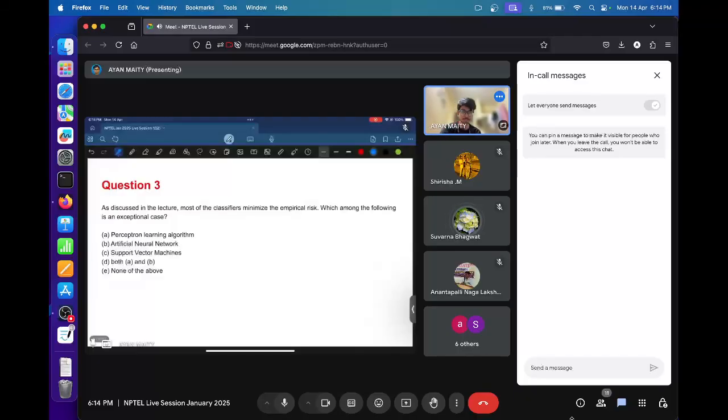Now question 3. As discussed in the lecture, most of the classifiers minimize the empirical risk, basically the empirical error. Which of the following is an exceptional case? Option A is perceptron learning algorithm. Option B is artificial neural network. Option C is support vector machines. Option D is both A and B. Option E is none of the above. So which of the following machine learning algorithms do not exactly minimize the empirical risk directly?